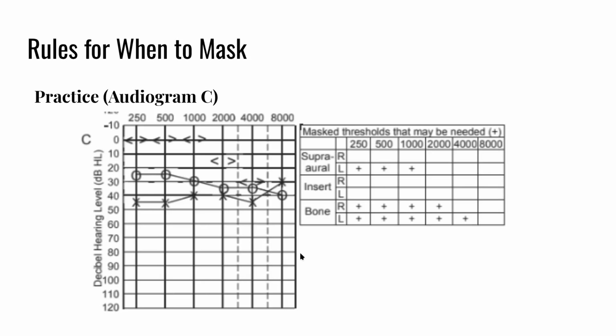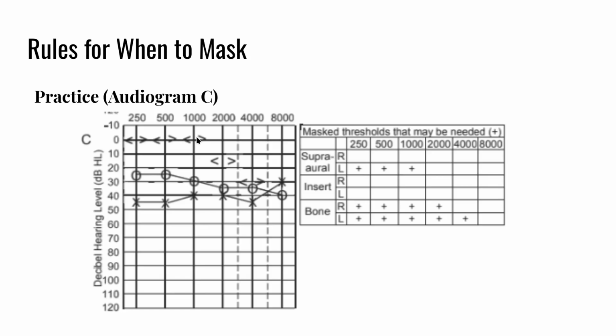Here's another audiogram. So if we look at supraorals for 250 to 1000 hertz in the left ear, we can see the difference between 250 at 45 versus unmasked bone conduction at 0. That's greater than 40 dB. 500 left ear, 45 dB. Unmasked bone conduction at 0. That's greater than 40 dB. 1000 hertz, 40 dB in the left ear versus 0 dB at 1000 hertz for unmasked bone conduction. That's equal to 40 dB. Still got to mask.